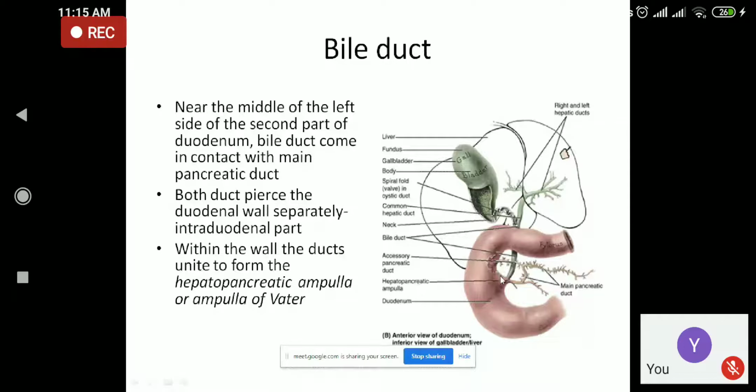So this is also an MCQ or viva question. Will the bile duct and main pancreatic duct pierce the duodenum separately, or do they combine first and then pierce the duodenum? You have to say that the bile duct and main pancreatic duct pierce the second part of the duodenum separately. But after entering the second part of the duodenum, only then do they join and form the hepatopancreatic ampulla, or ampulla of Vater, which opens in the second part of the duodenum.